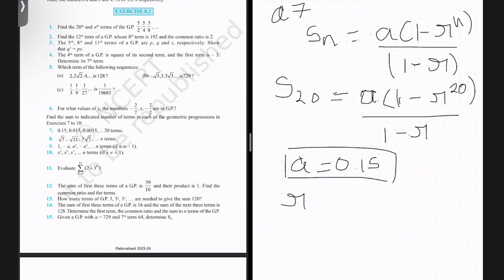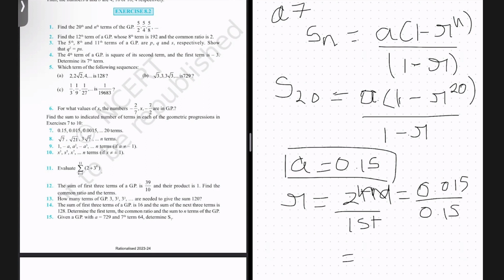Moving on, the common ratio for this GP is going to be, as we had previously discussed, we divide the second term by the first term. And when you do that, what we obtain is 0.015 divided by 0.15. So the common ratio is nothing but 0.1. Correct. Now, having said that, we are going to plug these values into the formula that we had obtained for the sum of the 20th term, and we're going to find out what that is going to be, right?